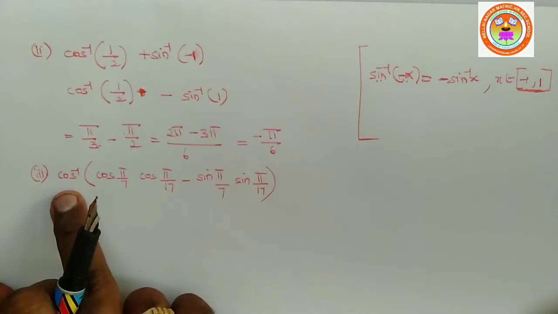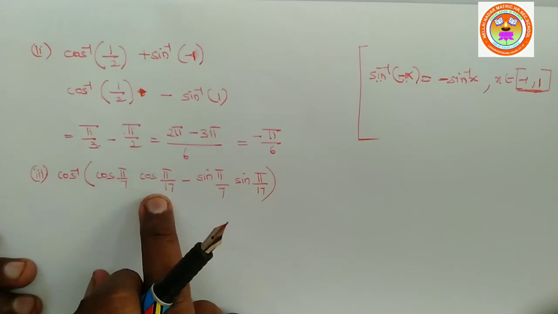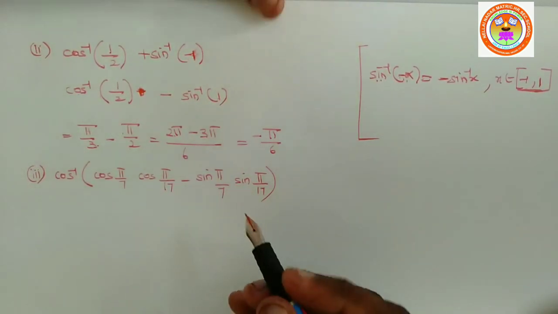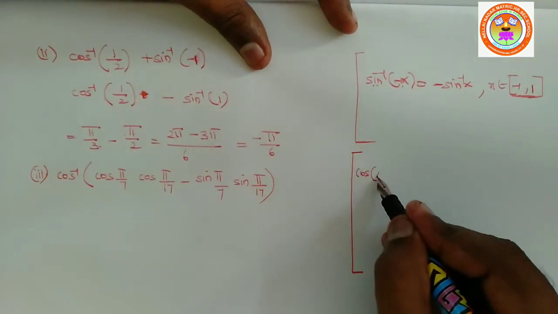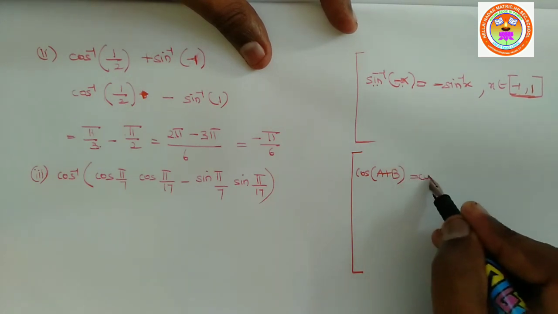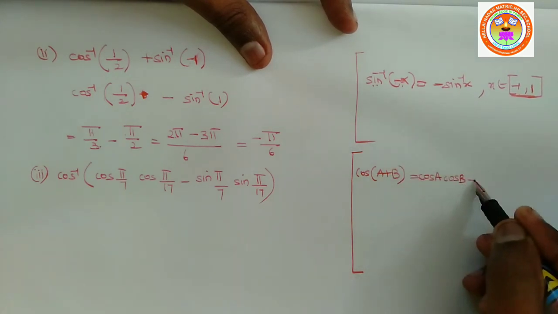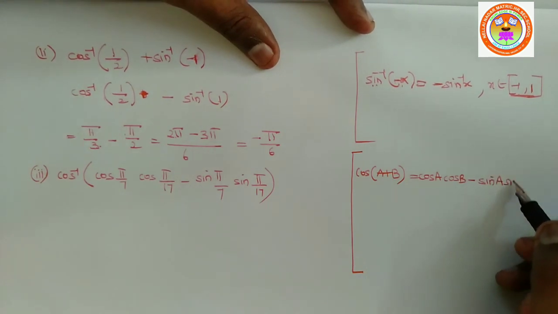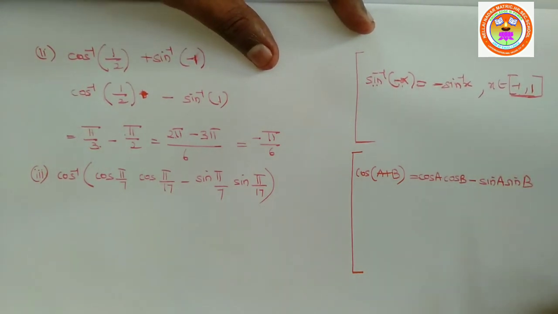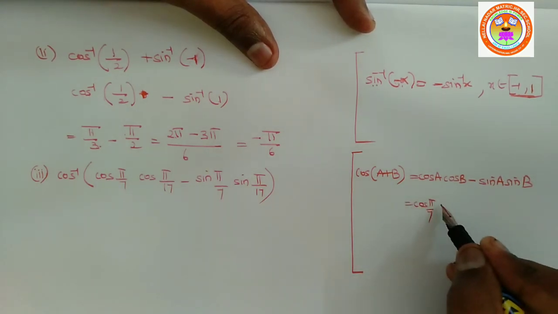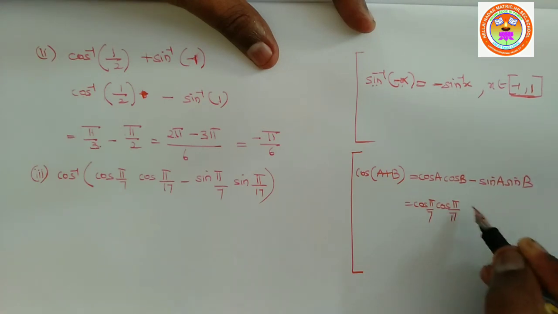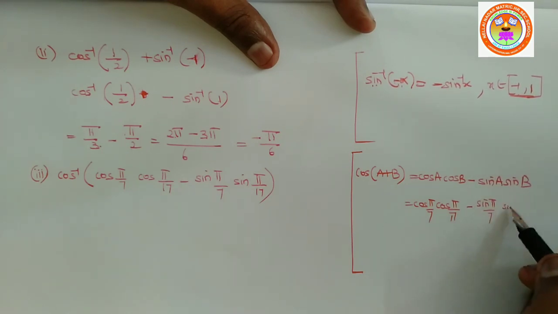Third subdivision, cos inverse of cos pi by 7 cos pi by 17 minus sin pi by 7 sin pi by 17. For this we need to learn one formula. The formula is nothing but cos of a plus b is nothing but cos a cos b minus sin a sin b. This is the formula we need to apply. So write this already. Cos pi by 7 cos pi by 17 minus sin pi by 7 sin pi by 17.